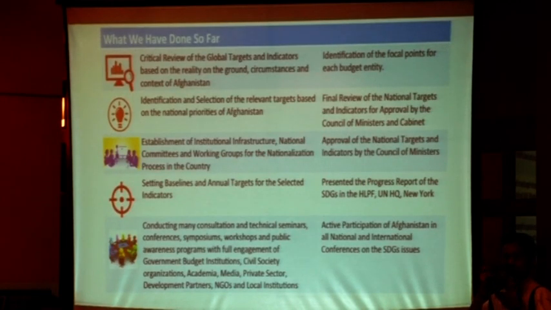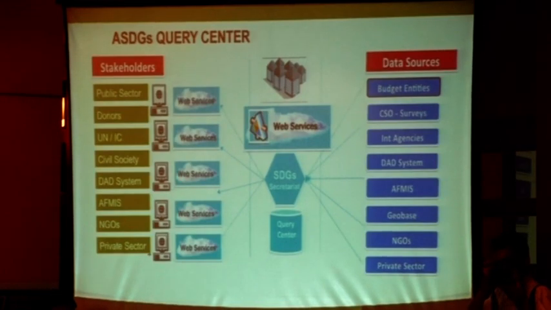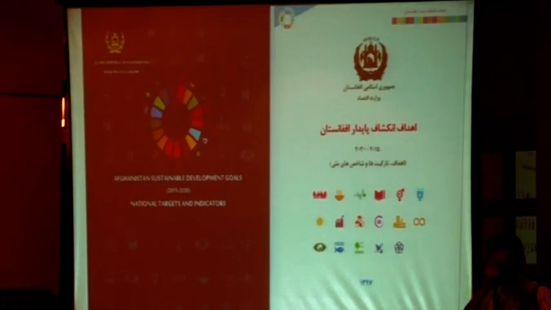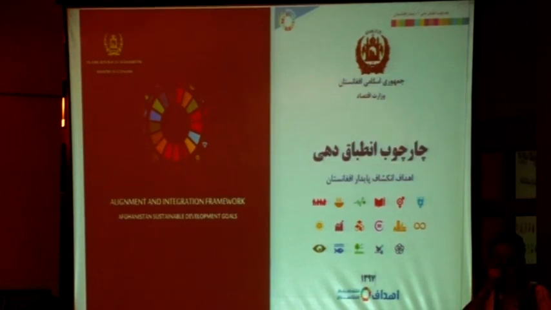Key achievements. This is the flow of how we get information. We built a data center in Afghanistan, so we are receiving information and recording it all in the database, in the system, and people can use it. So our main achievements are the Afghanistan national development strategy, the national one, and also we have an alignment framework for the country. You can see the pictures.